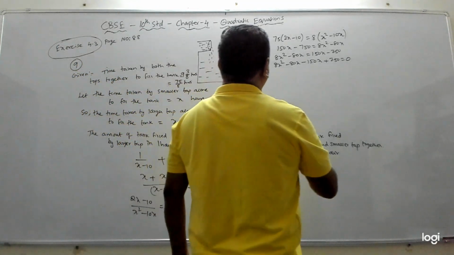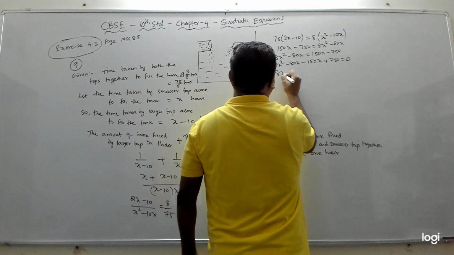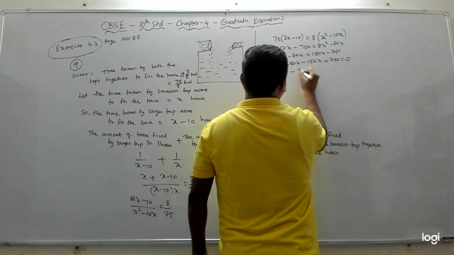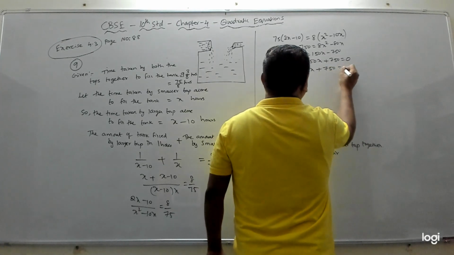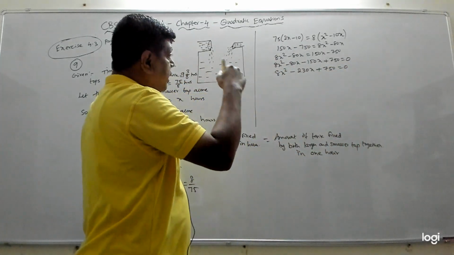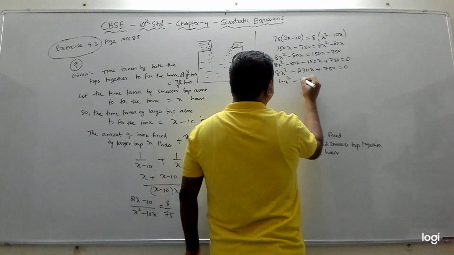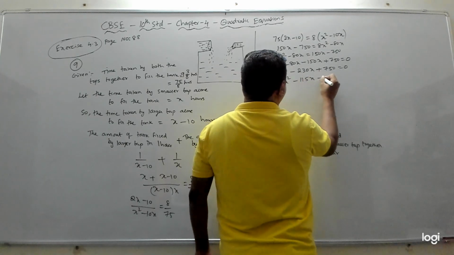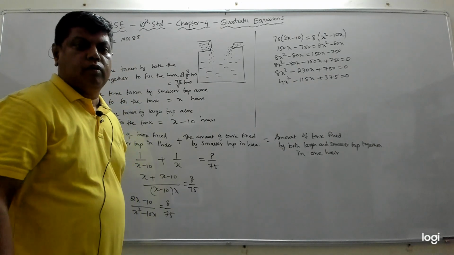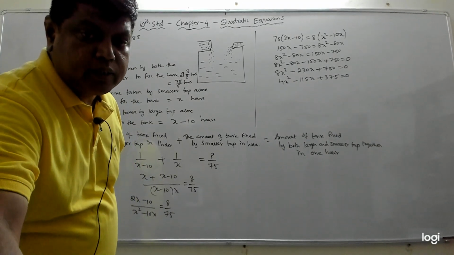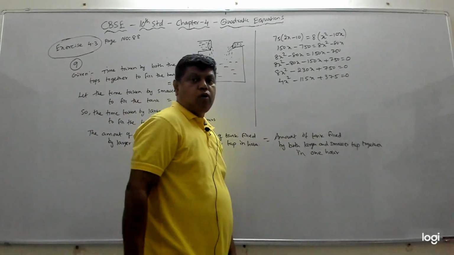Right. So now what do we have? Now this is 8x square, 80 this, minus 230x plus 750 equal to 0. Now we can cancel this throughout by 2. So this will become 4x square minus 115x plus 375 equal to 0. Fine. Now we need to factorize this and find the value of x.